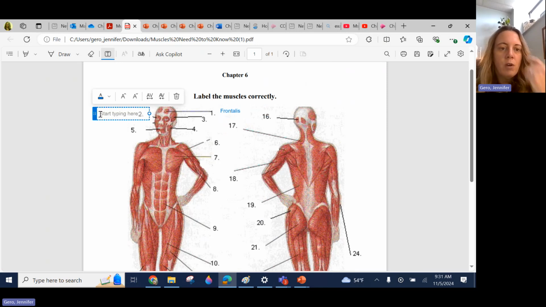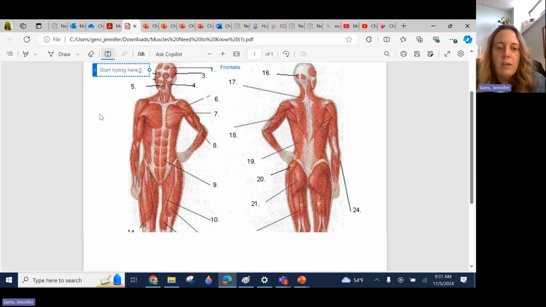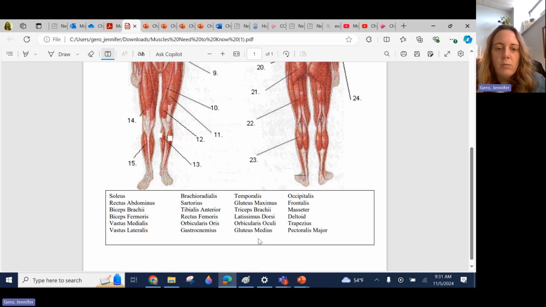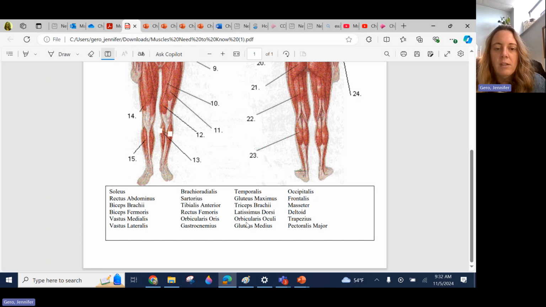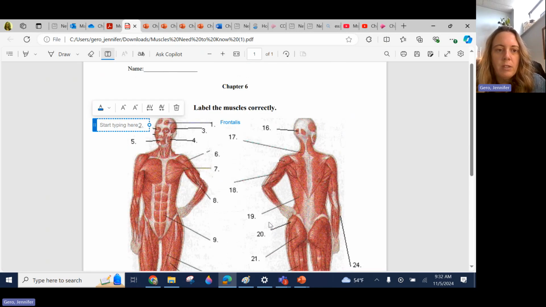Number two is pointing to the circular muscle that goes around your eye. And if we go down here, the circular muscles are going to be the orbicularis oculi. So you've got orbicularis oris and orbicularis oculi. I think about oculi sounds like binoculars, which you would look through with your eyes. So orbicularis, which is circular, oculi. Type that up here, orbicularis is the circular muscle around the eye.